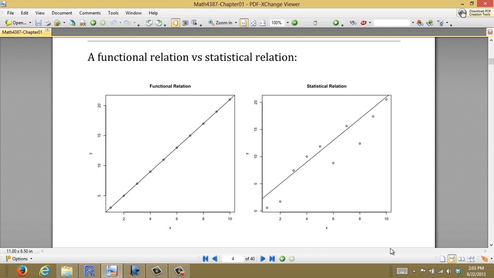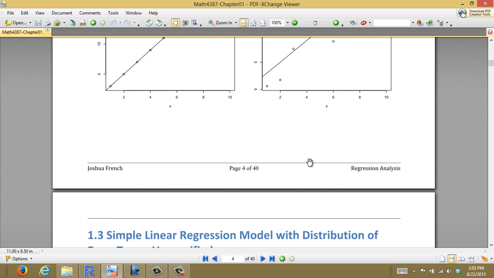If we look on the right-hand panel here, in the statistical relation, we see a somewhat similar relationship. And actually, you can see the numbers are pretty similar here. But the difference is that whereas if we know x and we know f, we can get an exact relationship on the left-hand side, it's not going to be exact right here. So it's going to be close to the functional relation, but there's some additional error for each of the observations that we can't quite explain.